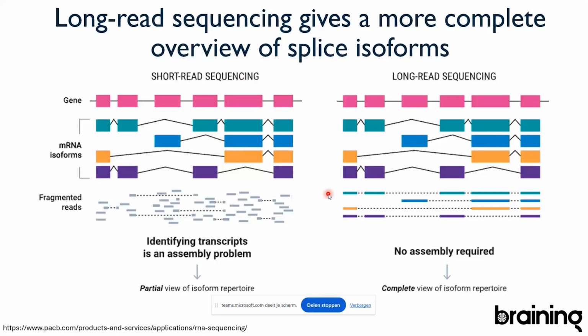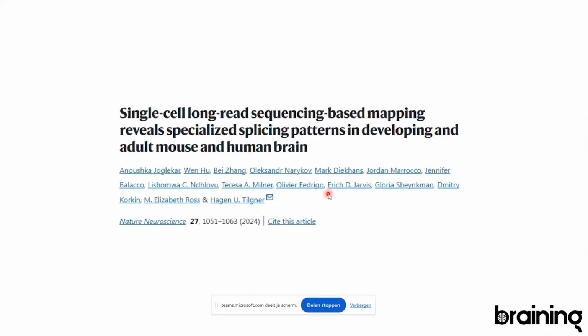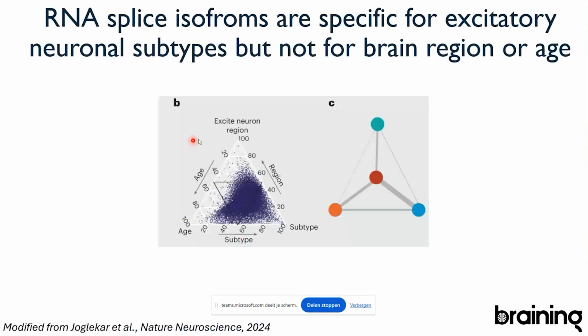So this gives me much more information, right? And this is a very nice paper that I will not go into the details of, but that came out last year, where they did long read sequencing. And they looked at splicing patterns in single cells.